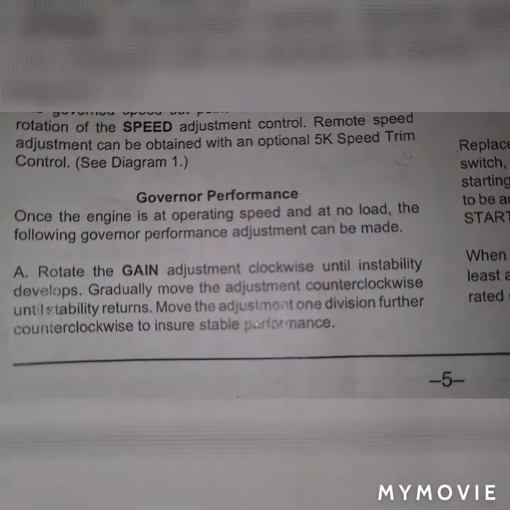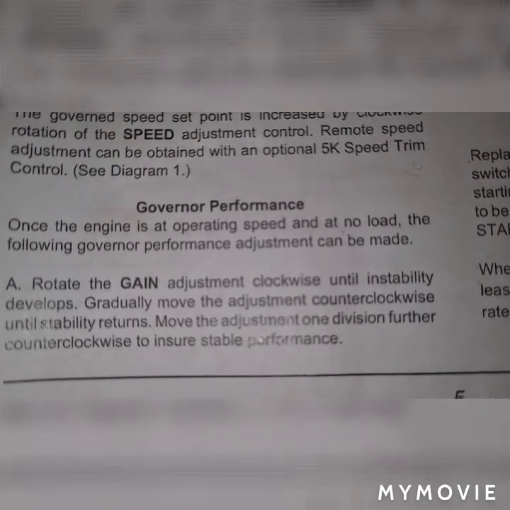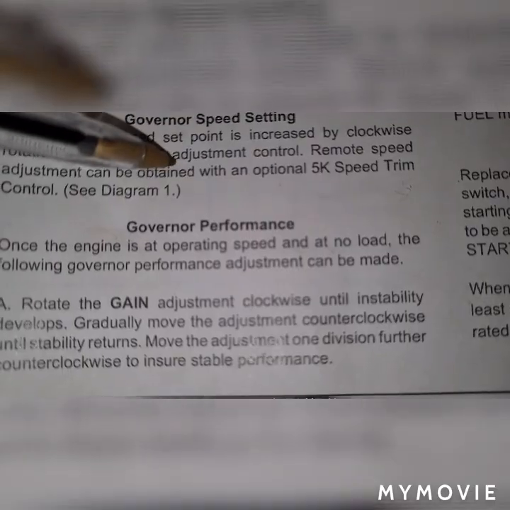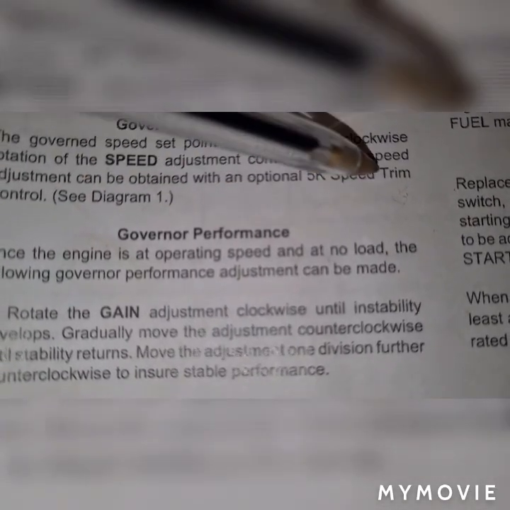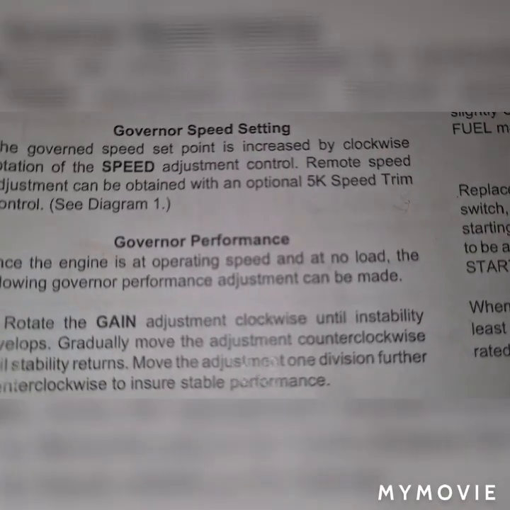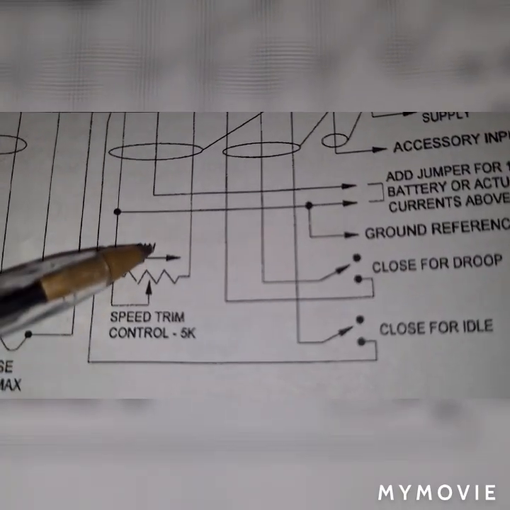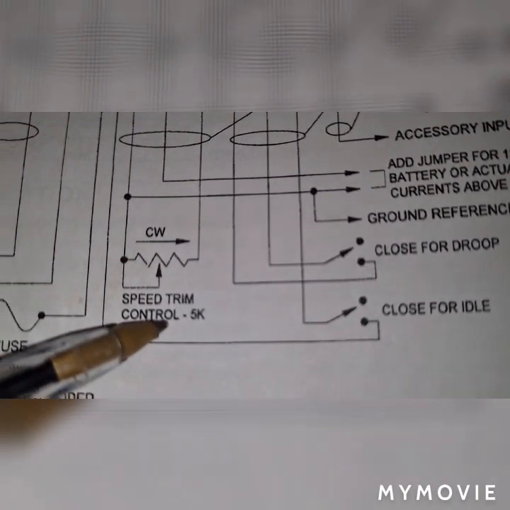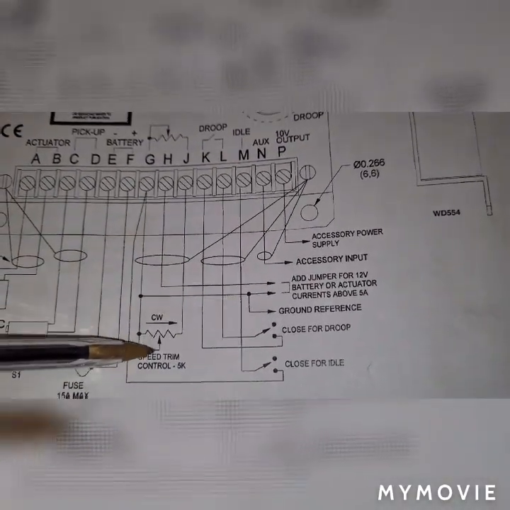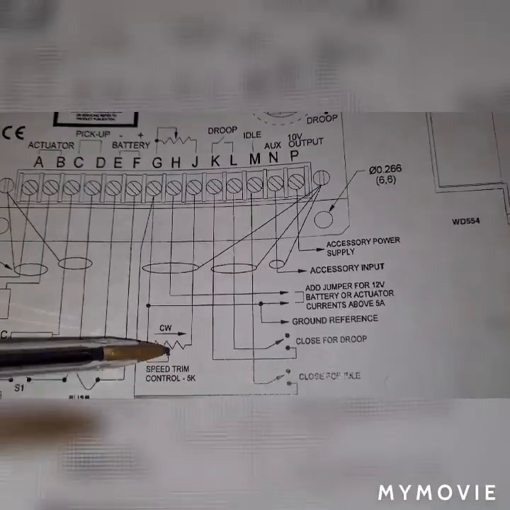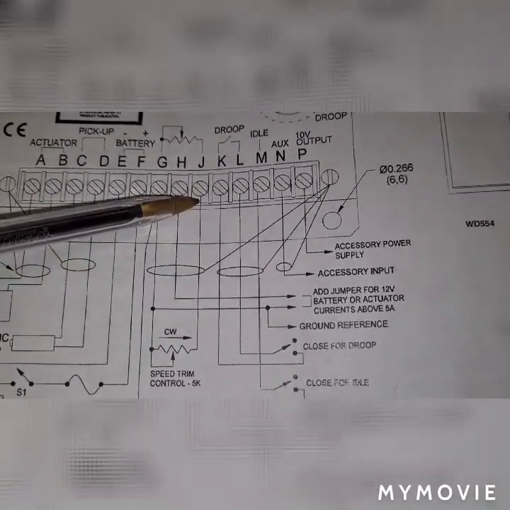Here you also have the governor performance. The governor speed set point is increased by clockwise rotation of the speed adjustment control. Remote speed adjustment can be obtained with an optional 5K speed trim control. This 5K is known as a voltage potentiometer. Normally this speed trim control is rotated in a clockwise direction, normally seen at the engine control room. You may have a connection on terminal G going to your trimming resistor, or variable resistor, with a resistance value of 5 kilo ohms, connected on letter J.